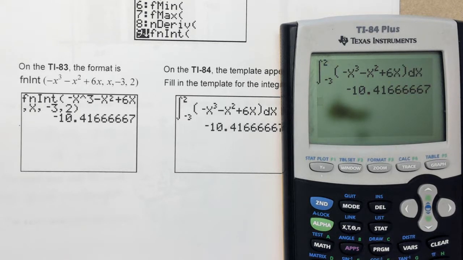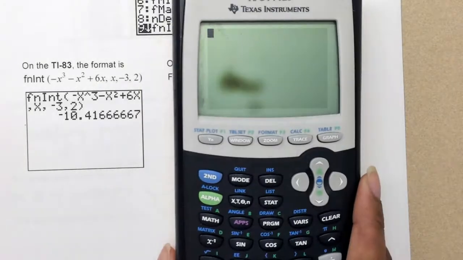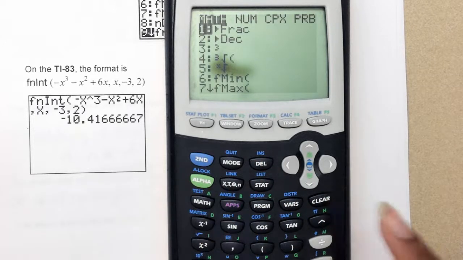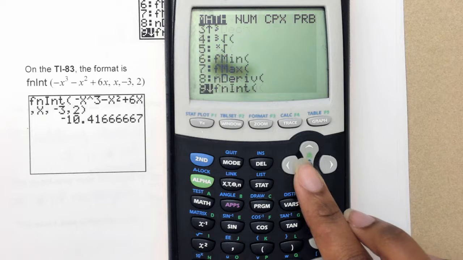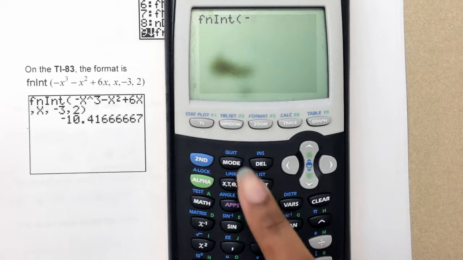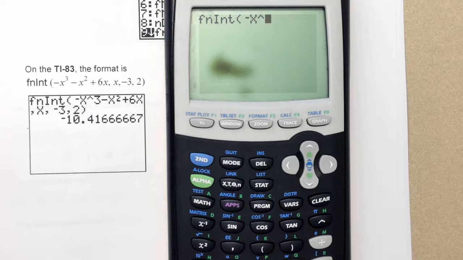I'm going to go through what it looks like on a TI-83 as well, so that for those of you who have that calculator, you can see what the input looks like. Okay. So I'm still on a TI-84, but I've changed my screen so that it mimics the screen of a TI-83. So again, we're going to go to math. We're going to go down until we see function integral. And we want the function integral. We're going to first write the function. So the function is negative x cubed minus x squared plus 6x.